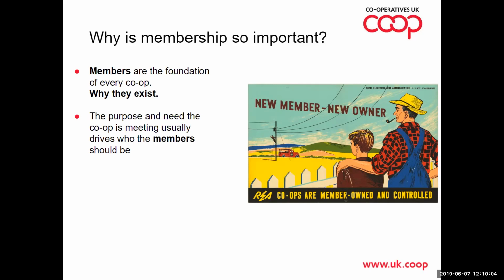So one of the examples I would give is if there's a need in the community to save the local village shop or village pub because it's closing and no one else wants to buy that shop or that pub, then the community have a need. The customers of that shop or pub come together and might want to save it, and they're probably the best placed people to be the members, the owners of that cooperative, as opposed to the people who work in the pub.